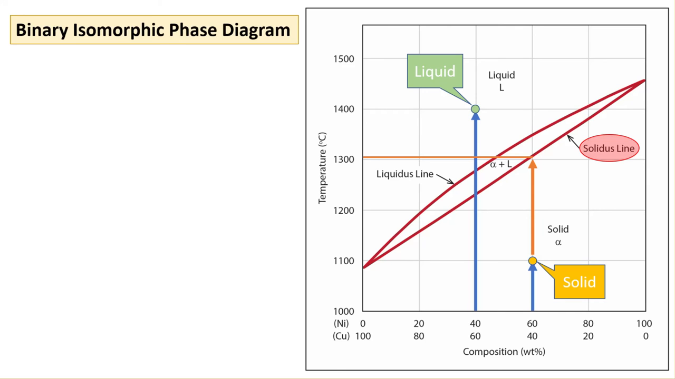Now let's keep heating. At what temperature will it be completely melted? Approximately 1350 degrees Celsius. The line that separates the liquid region from the solid liquid region is called the liquidus line.